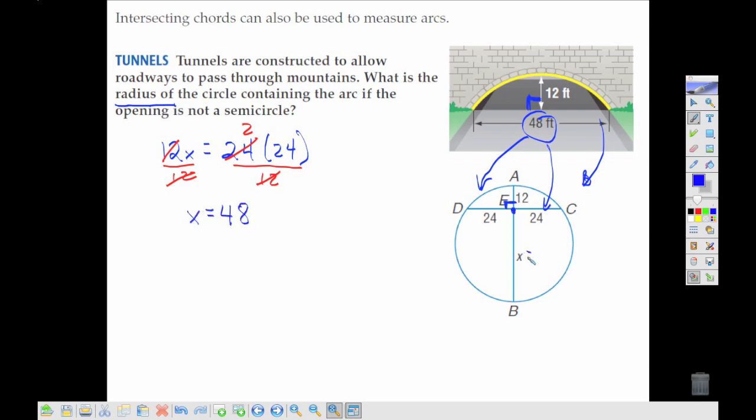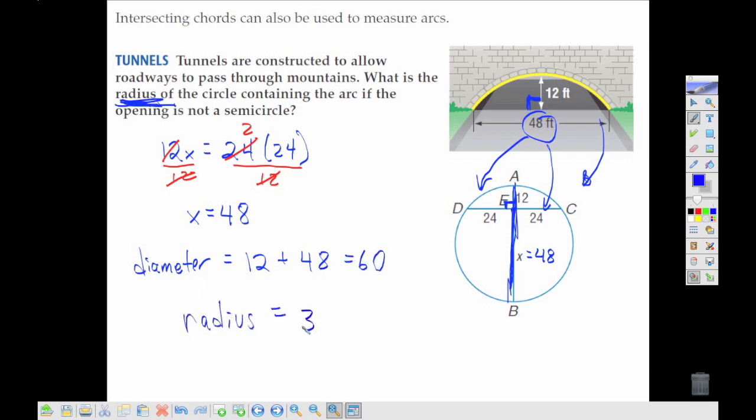Okay, we're not finished yet. We just found this x here, 48, but we were asked to find the radius of this circle. We don't know where the middle is, but we do know that the diameter is equal to that part that we had, the 12, plus this x, 48, which gives us 60. So if we want the radius, that's half of that 60, which gives us 30. The units that we have there are feet, so we will include that in our answer.